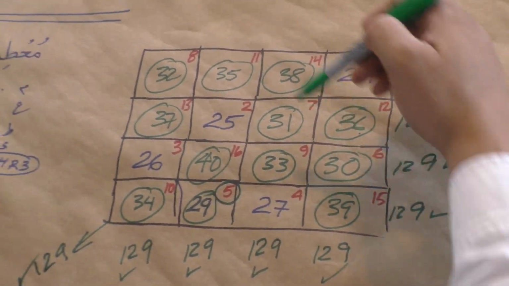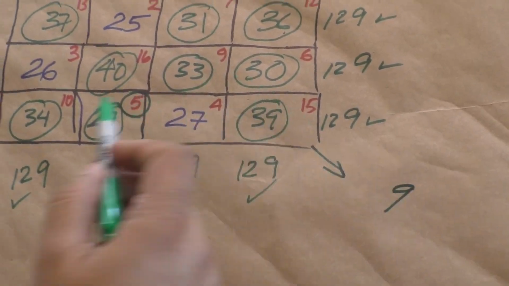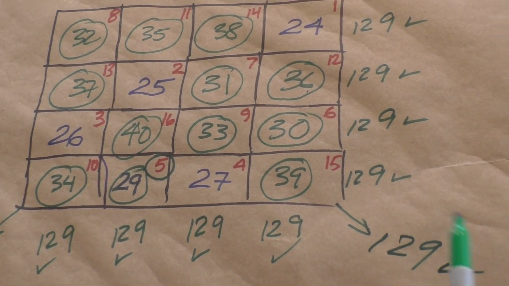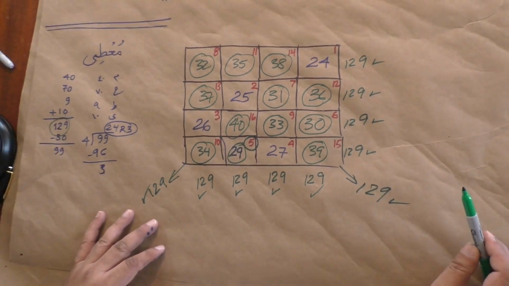129. Going across here, 2 and 5 is 7. 7 and 3 is 10. 10 and 9 is 19. So we're carrying a 1. 1 and 3 is 4. 4 and 2 is 6. 6 and 3 is 9. 9 and 3 is 12. 129. And once again, you see that it works.